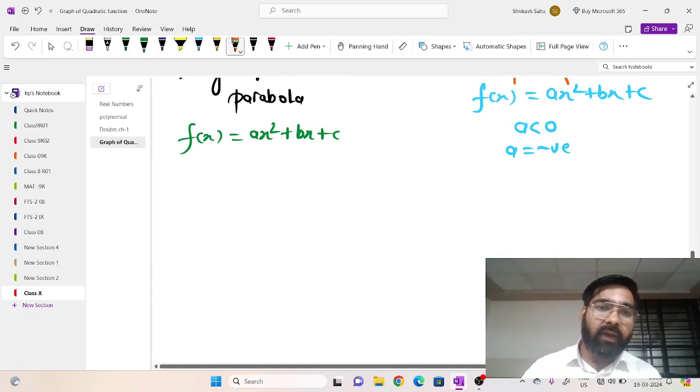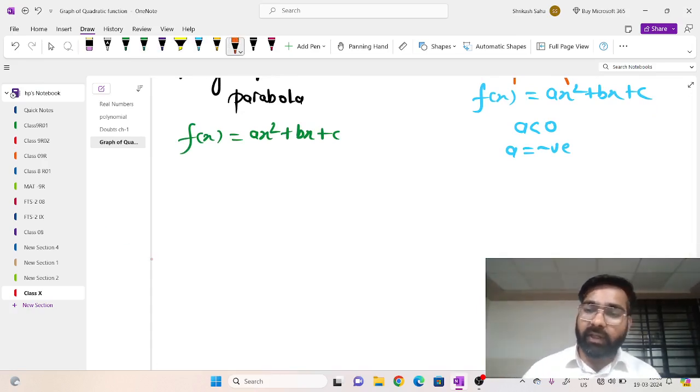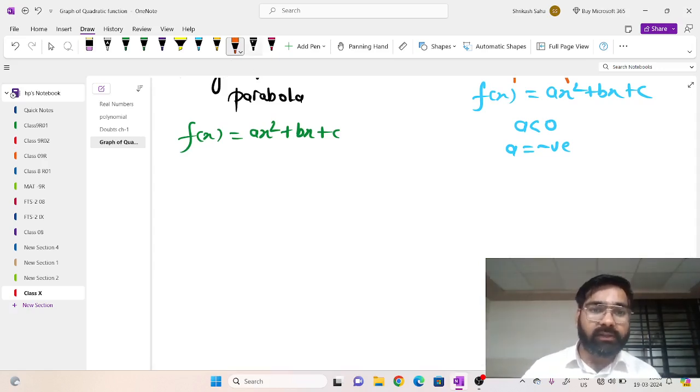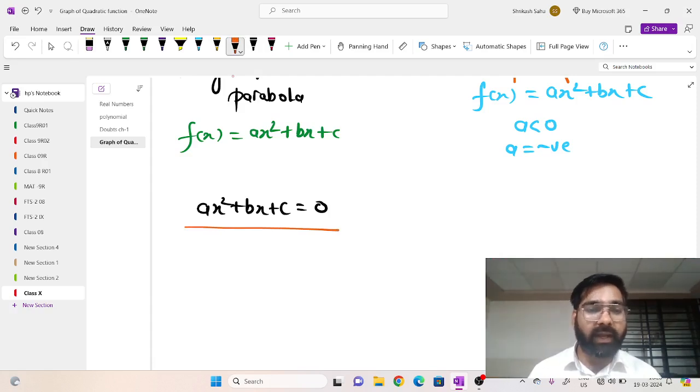Every quadratic function has two values for which the function is equal to 0. These values of x are known as zeros of the function. But in the case of an equation, these values are known as roots of the equation. Suppose we have a quadratic equation ax² + bx + c = 0. For this form, the values of x for which this equation becomes 0 are known as roots of the equation.